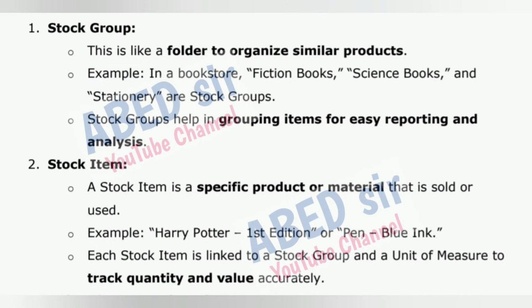Stock group. This is like a folder to organize similar products. Example, in a bookstore, fiction books, science books, and stationery are stock groups. Stock groups help in grouping items for easy reporting and analysis. 2. Stock item. A stock item is a specific product or material that is sold or used. Example, Harry Potter, first edition, or pen, blue ink. Each stock item is linked to a stock group and a unit of measure to track quantity and value accurately.